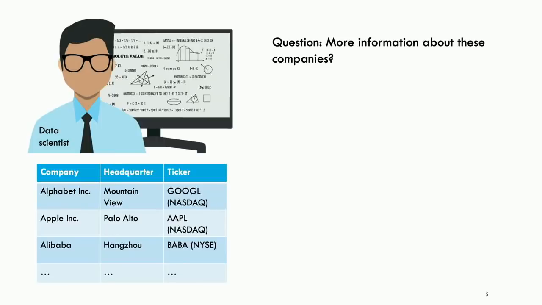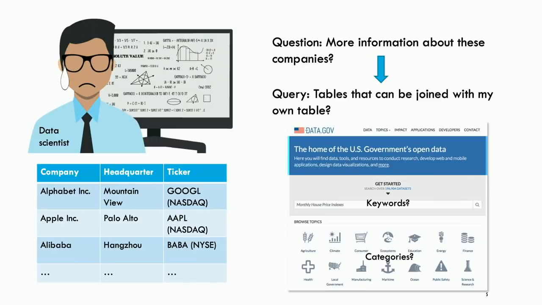But is this a reality or a fantasy? We can take a look at two examples. In the first example, the data scientist has a table on companies, and he wants to find out more information about those companies. We can translate this question into a query for tables that could be joined with the existing table, right? But existing solutions for data lakes, such as data.gov, only support keyword search and category browsing. So they cannot really handle the query.